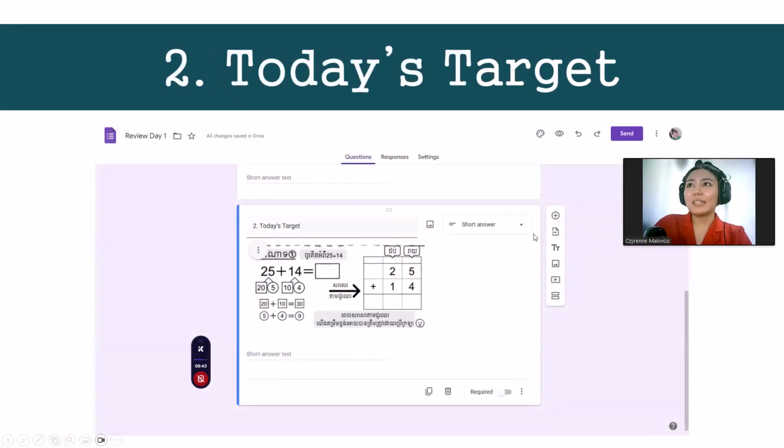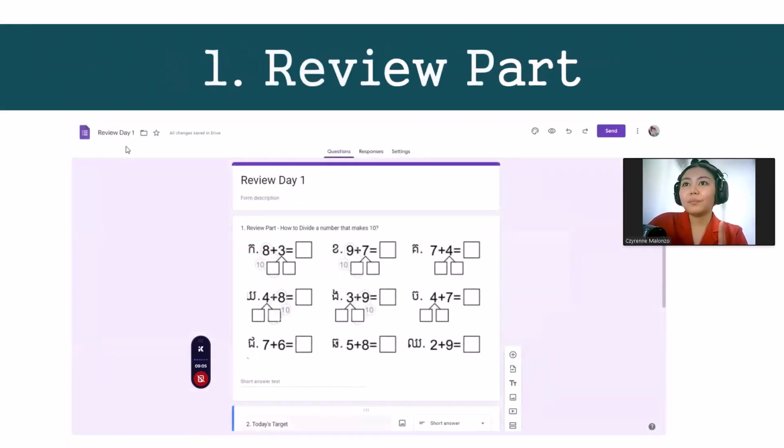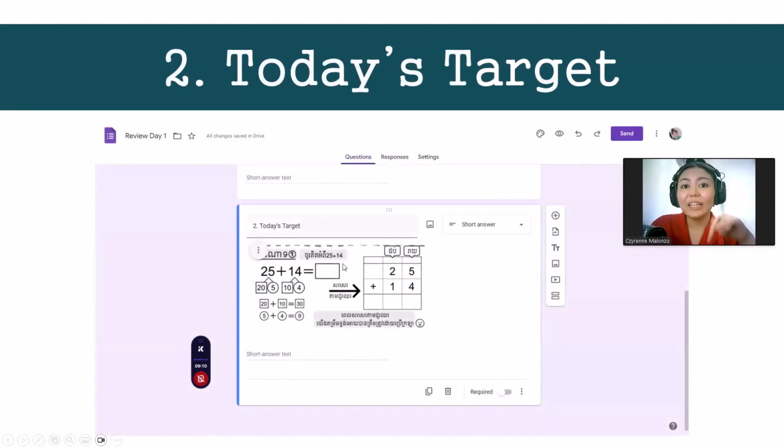Next part is this, today's target. So today's target means what you are going to teach them today. So here it is, larger numbers. Before it's only one digit, now it's two digits. So that's the second part. Again, review day 1 is the review from yesterday and the target for today. That is review day 1.